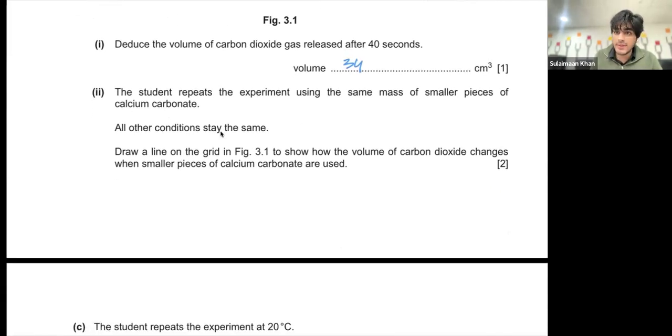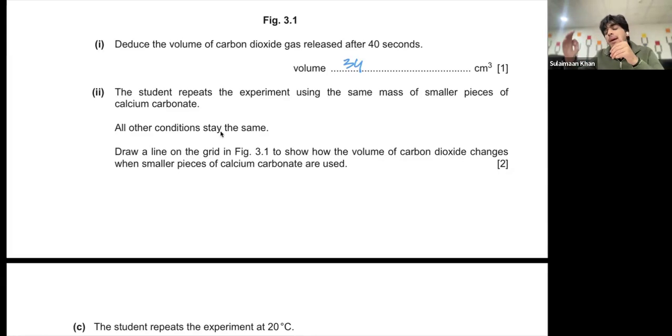The student repeats the experiment using the same mass of smaller pieces of calcium carbonate. So if the pieces are smaller, what would that mean? If the pieces are smaller, you now know that you've increased the surface area. Increasing the surface area means more particles are exposed to the acid, and therefore the frequency of collisions increases.